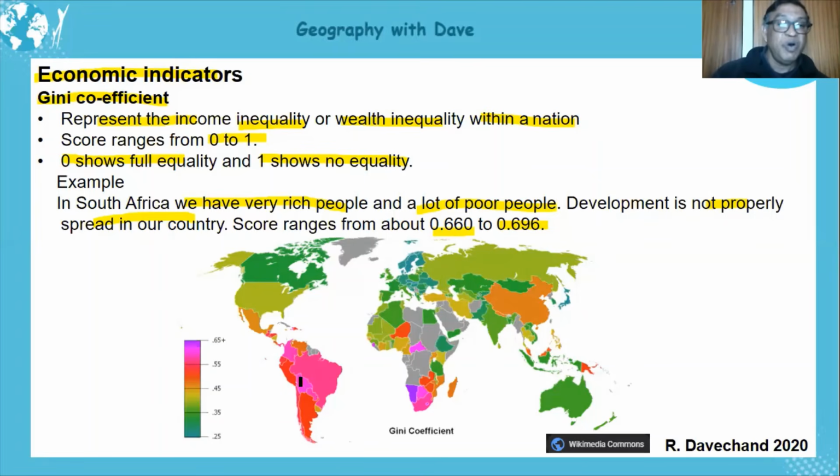Can you see higher scores in the less economically developed countries? Can you see it? In terms of 0.65, etc. And then as we move through the developed countries, we find there's better equality, where the scores now go towards 0.35, 0.25, etc. Okay, there's more equality in the more economically developed countries.